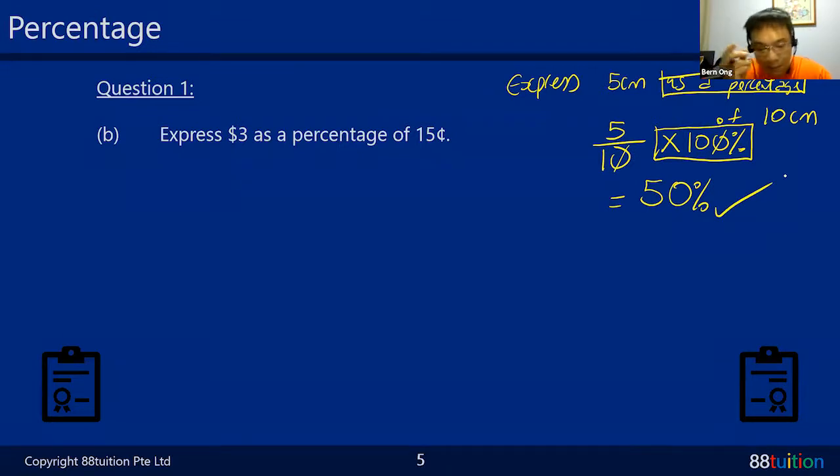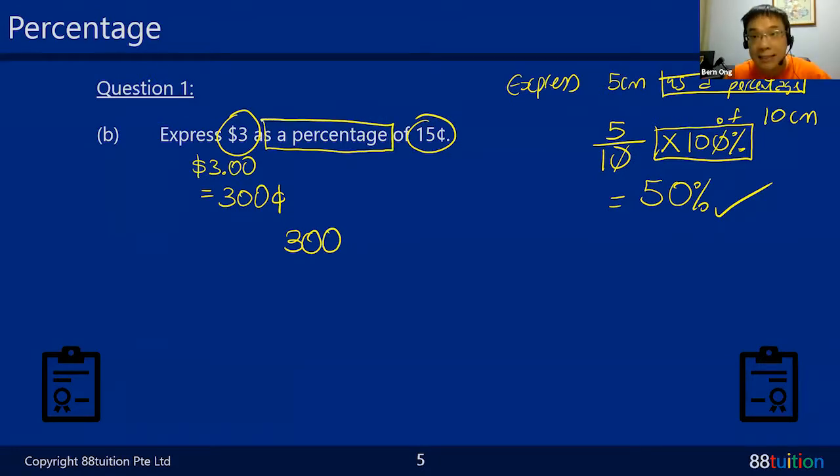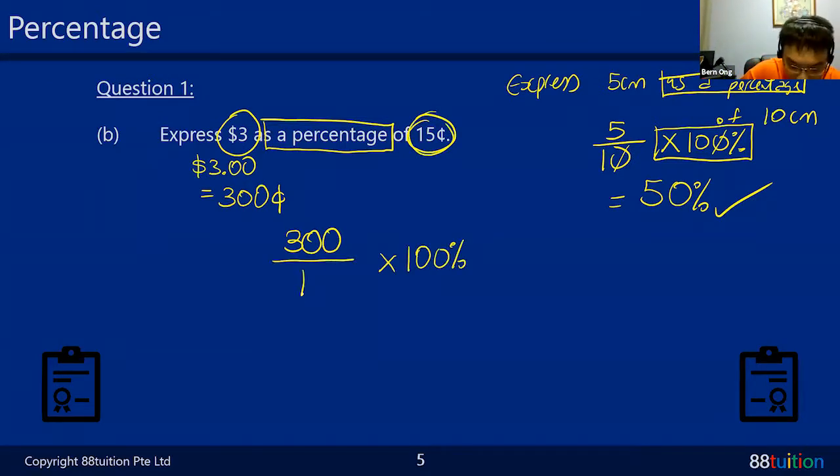But now in this question, they purposely put the $3, a bigger number, in front of the 15 cents. One is dollars, one is cents. Cannot compare. So how? Change the dollar to cents. So $3 can be represented as 300 cents. So cents compared with cents, that is perfectly fair. So you are supposed to express 300 as a percentage of 15. As a percentage means times 100%, over 15.